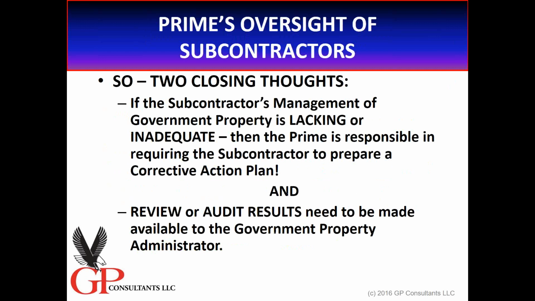So, two closing thoughts. If the sub's management of government property is lacking, then the prime is responsible in requiring the sub to prepare a corrective action plan. And also the prime's responsible to do a review or audit of any reviews. They need to provide that to the government PA. Now I know it says there, they need to be made available. Okay, and we can quibble over the words made available. How is that to happen? Does that have to be electronic format? Does that have to be paper?